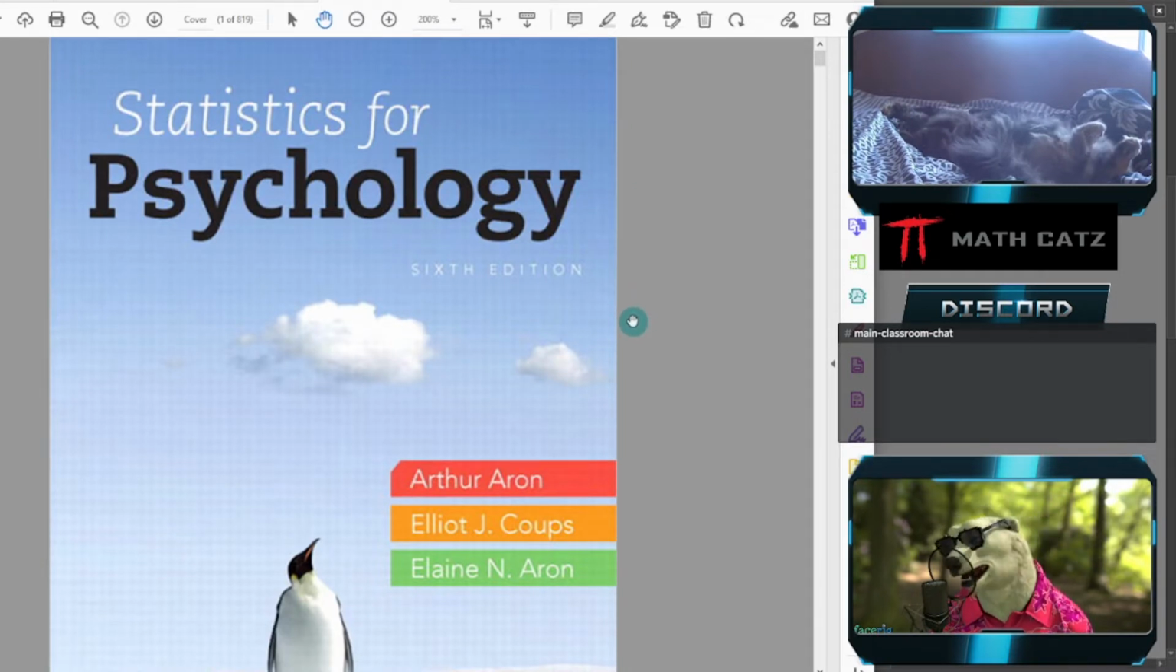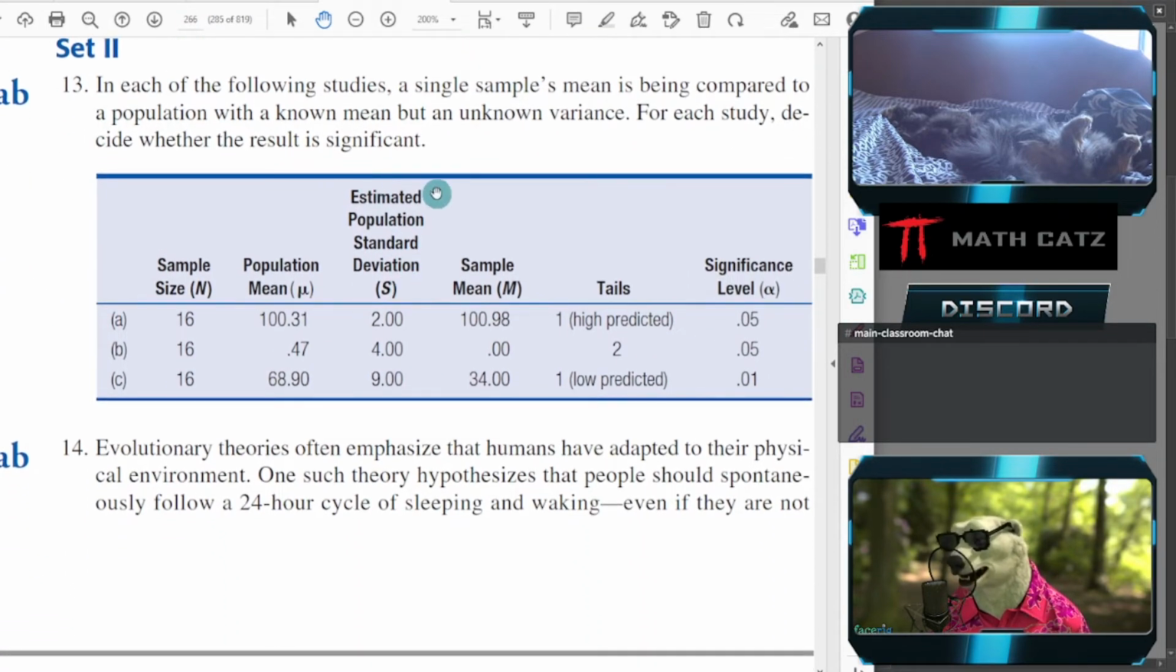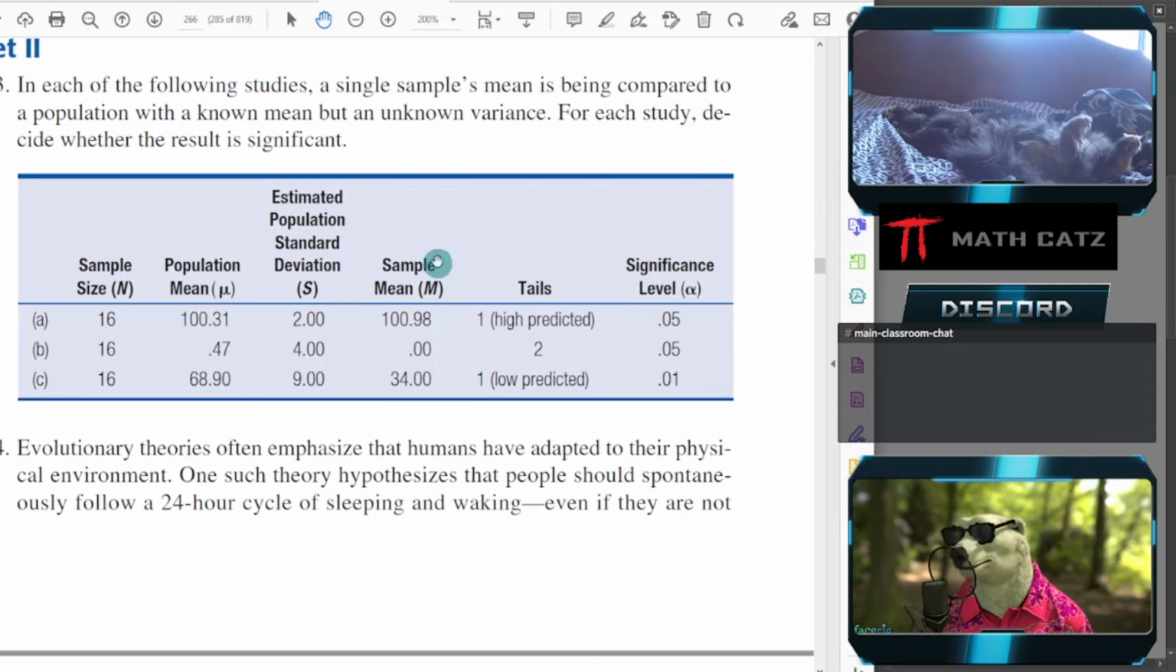Doesn't matter what discipline you're most interested in, the ideas behind these statistical tests and concepts are all the same, and this book explains them better than any book I have seen. We're going to page 266, and we are looking for number 13 here.